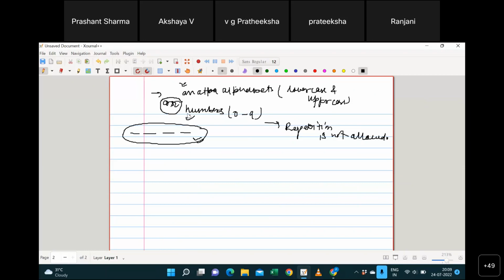36 into 35 into 34. No, 62 into 61 into 60 into 59. No, I'm saying she has to make the password either using alphabets or numbers. So 52 into 51 into 50 into 49 plus 10 into 9 into 8 into 7. Yes, Dhruv, you are right. I'm saying she has to make the password by using alphabets or numbers, right?